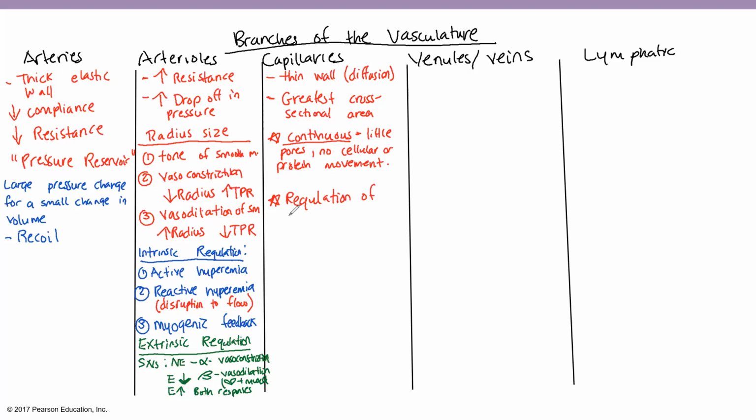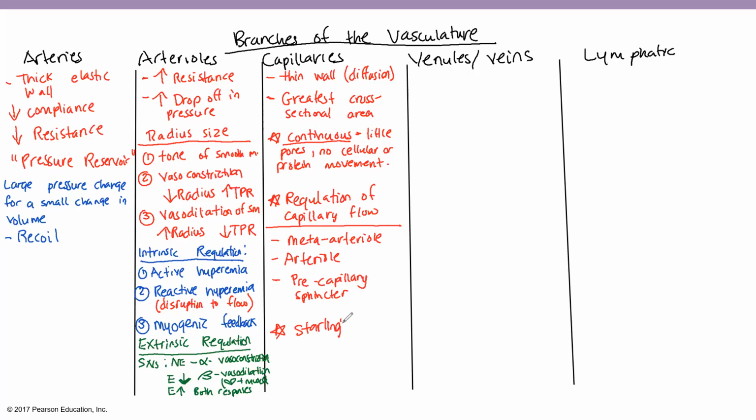Okay, the next thing we spoke about here was regulation of capillary flow. And that involves three different mechanisms. We had the meta-arterioles. We had the arterioles themselves. And then we had the pre-capillary sphincter. Okay. And the last thing, again, I'll touch on this a little bit if we have enough time, hopefully towards the end here, but the Starling's forces was the only other important part of capillaries. Alrighty. Let's move on to venules and veins.